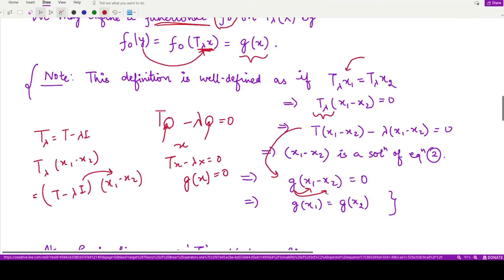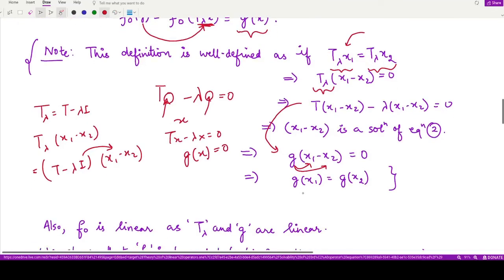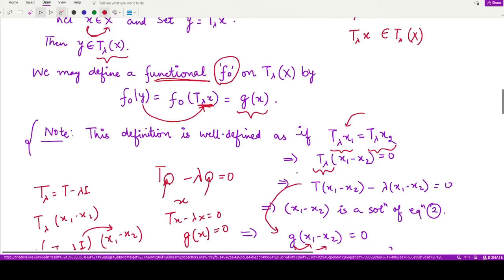So here we have proved that if we take two different inputs which are equal to each other, we get results which are also equal to each other, right? Equal inputs provide equal outputs. So this mapping is well defined.